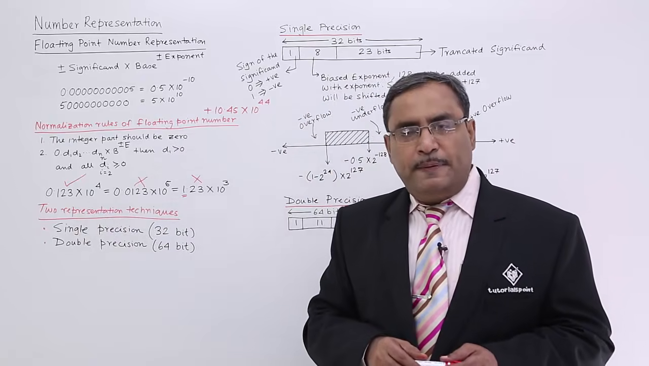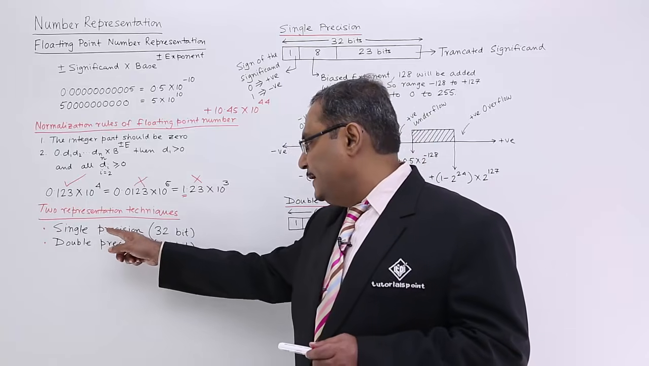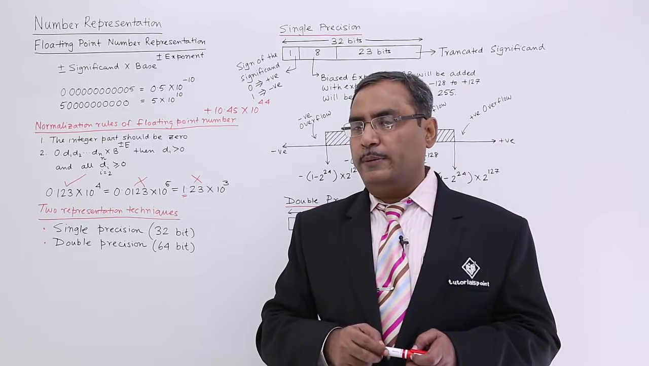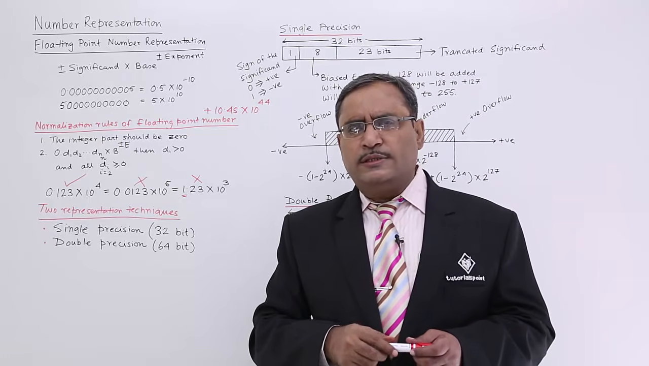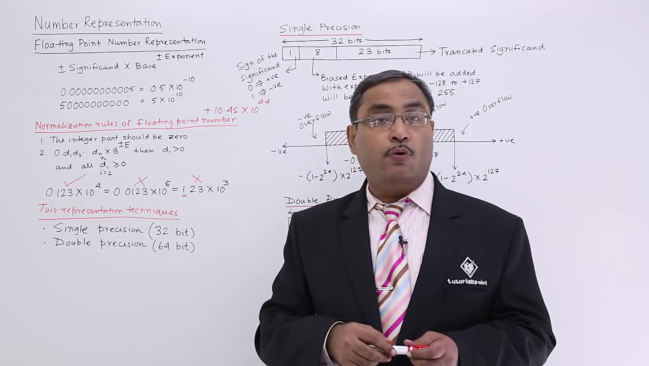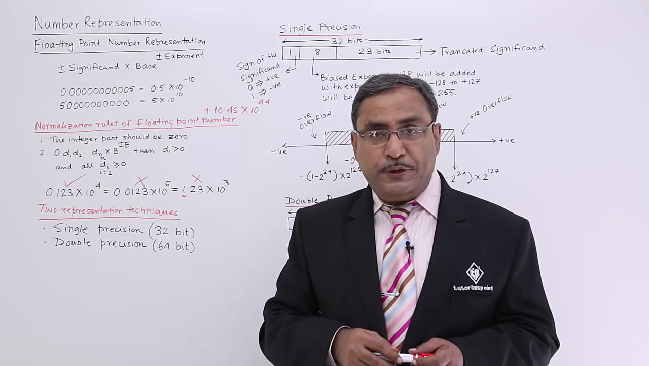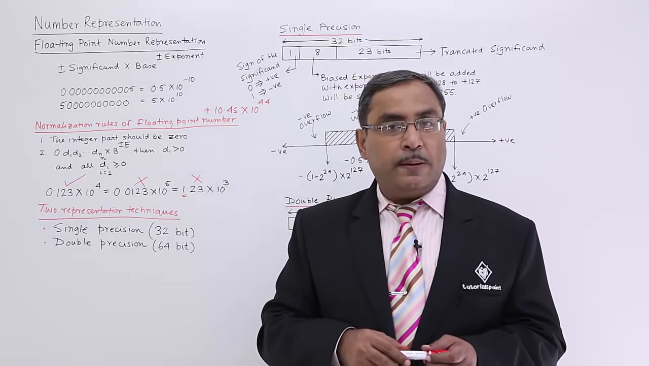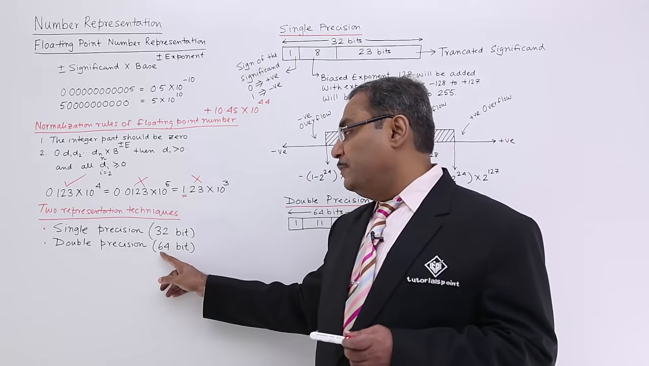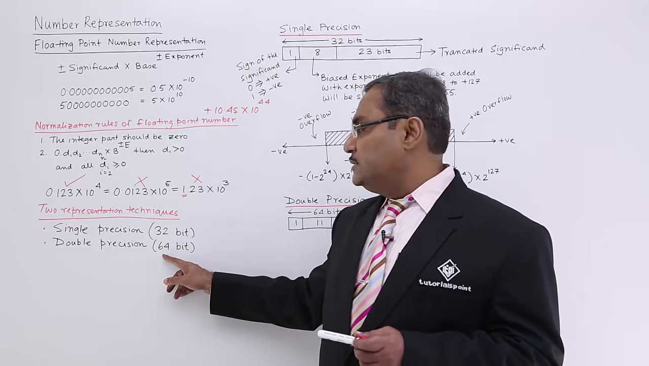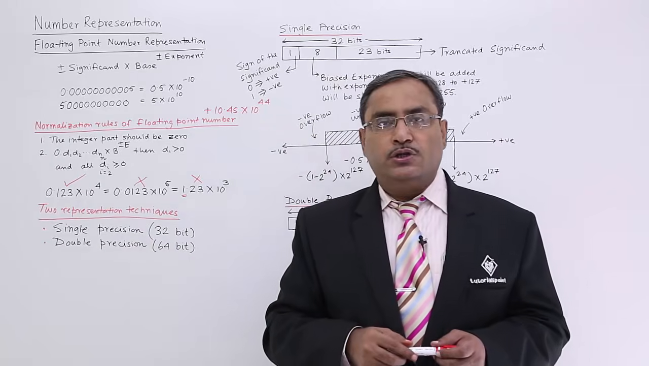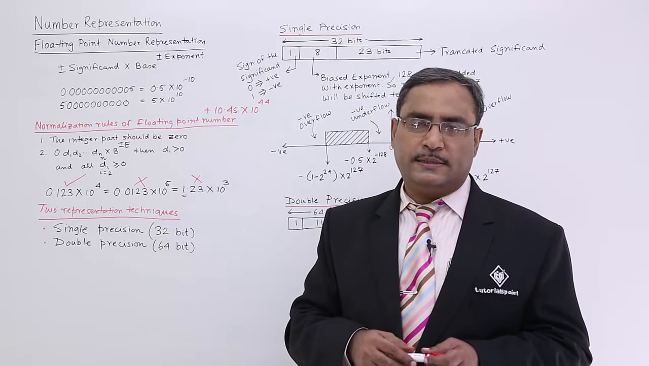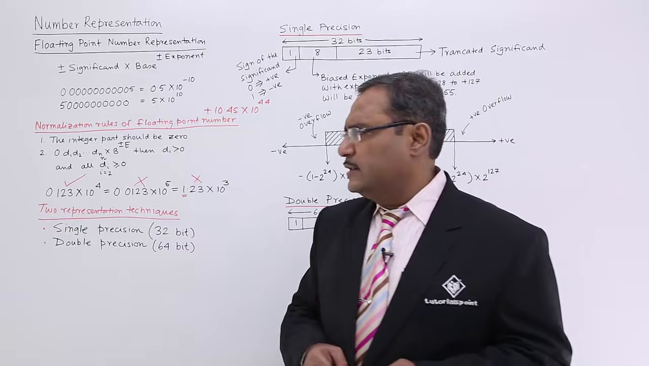A floating point number can be represented in two different ways. One is single precision, another one is double precision. Just consider your C programming. There we had two data types. One is float, which occupies 4 bytes in the computer's memory. 4 bytes means how many bits? It is 32 bits. And another data type is double, which takes 8 bytes. 8 bytes means 64 bits. So, that is double precision. So, single precision and double precision, two representations are possible for a floating point number. So, let us discuss one after another.